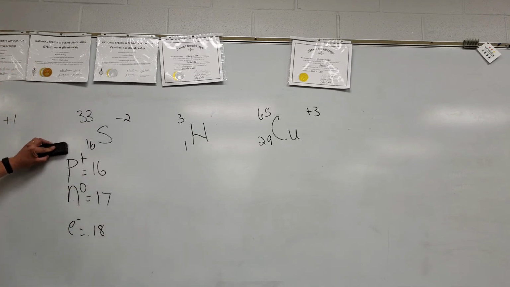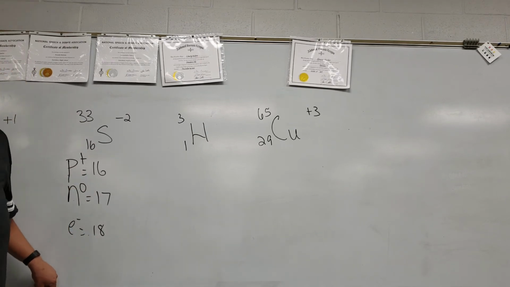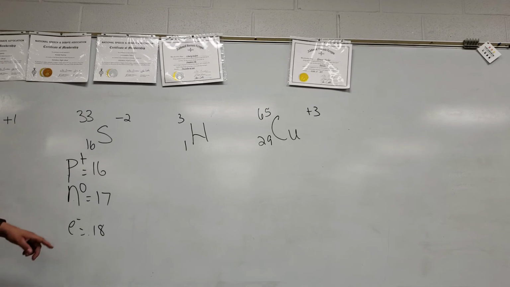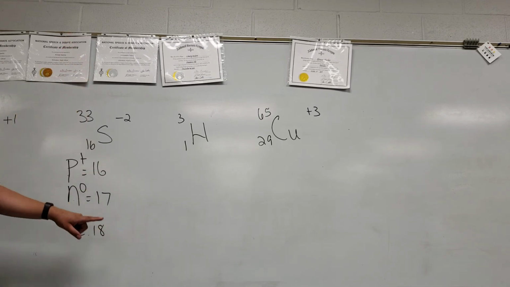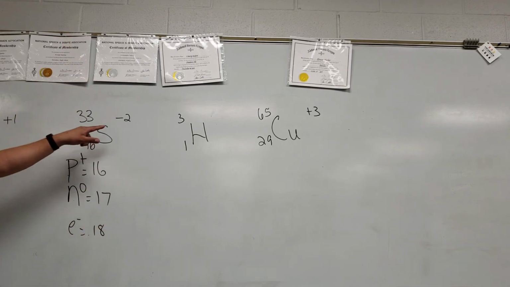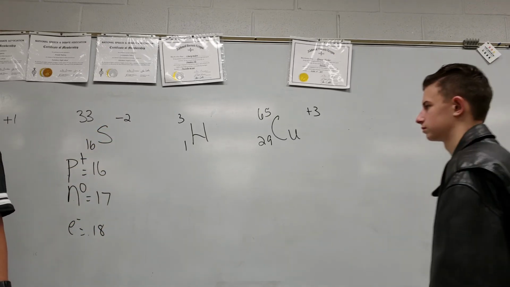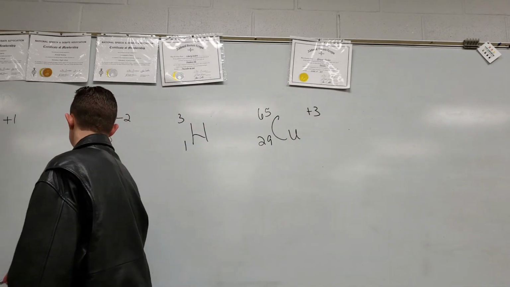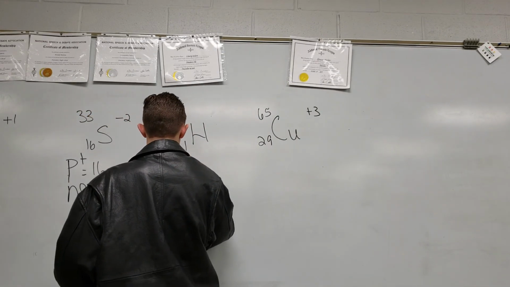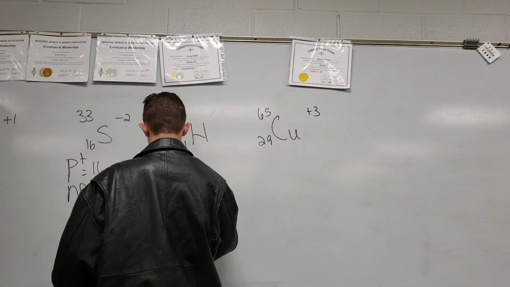Oh, I want to do this one. Wait. All right, Charlie, hold on, you screw this up. Look, you took 16 minus negative 2 is 18. When you subtract a negative, you add, right? 33 minus 16. He took the easiest one.